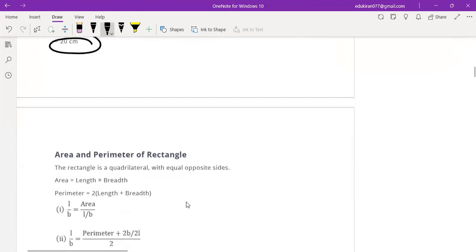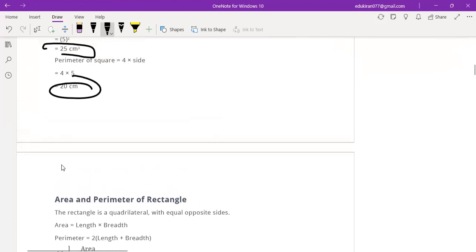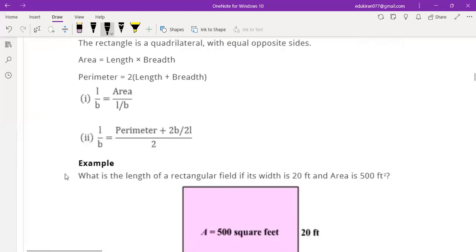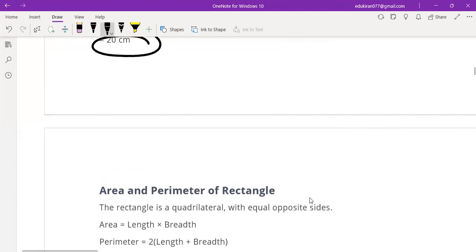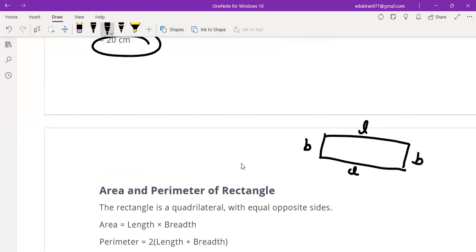Good. Now coming to the next one, area and perimeter of rectangle. What is a rectangle? You will draw the diagram. The length and length will be same and the breadth and breadth would be same. A rectangle is a quadrilateral with equal opposite sides. Opposite sides are always equal. If this is 4 centimeter, this will be 4 centimeter. If this is 2 centimeter, it would be 2 centimeter. Now area is this and perimeter is this.